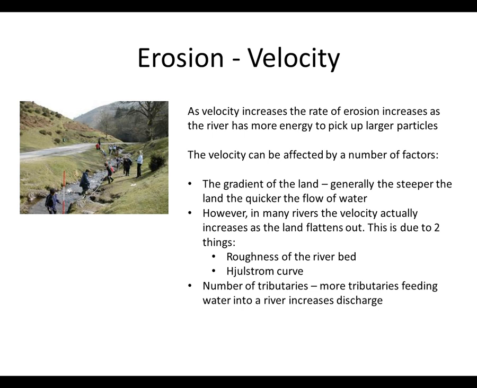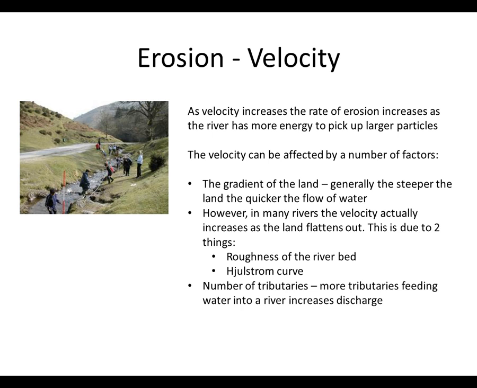The velocity can be affected by the gradient of the land. The steeper the land, the river tends to flow faster, pretty obvious. But for some reason, and hopefully we notice this, the river actually gets faster in the middle and lower course. Although you think it's flatter, it should be going slower, actually the roughness of the riverbed decreases, so it becomes smoother, so less friction, so the water can move a bit faster.